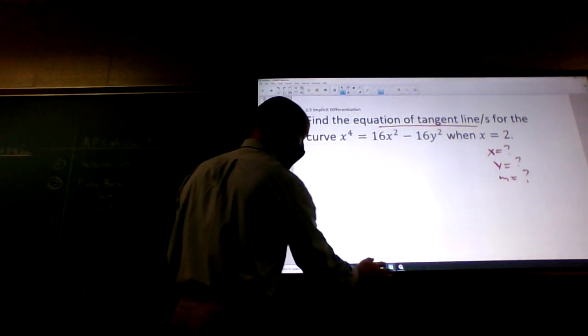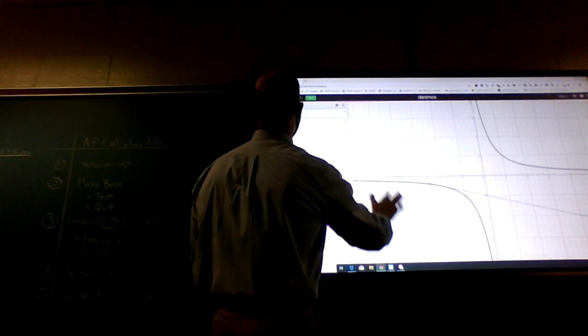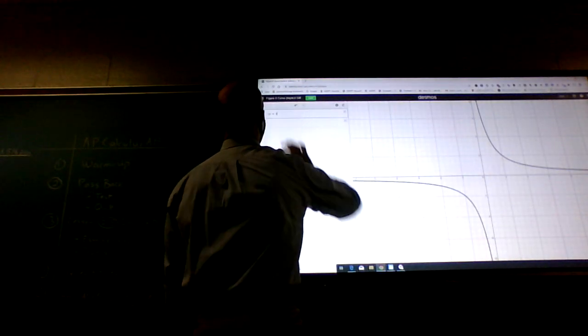The problem is, let's see if I've got my curve here. I need to fix this curve. I'm going to go ahead and type this curve in here: x to the fourth equals 16x squared minus 16y squared. Oh, that's neat, never seen that before. Oh, I remember. Now here's the thing.